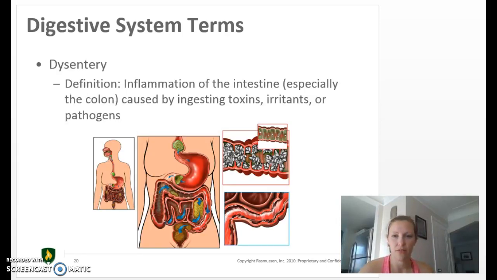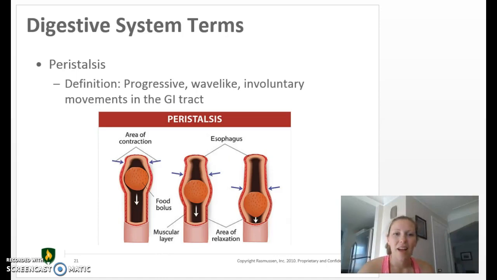Dysentery is an inflammation of the intestine. If you've played Oregon Trail, you know that one. Peristalsis is the way that food moves through your digestive tract. So if you were to squeeze a hose and then push the water through by squeezing and then pulling your hand down the hose, that would be how peristalsis works inside your body.